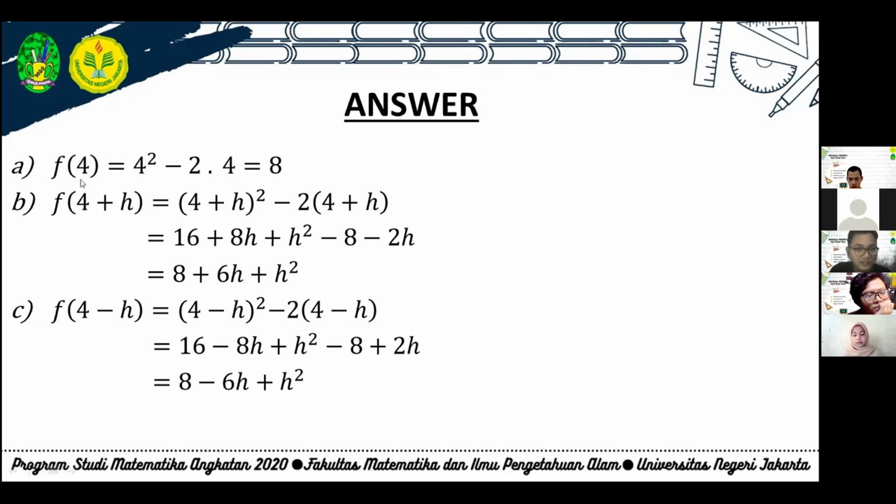Now you can do the same for x equals 4 plus h and 4 minus h. Okay, you can see the answer is there.